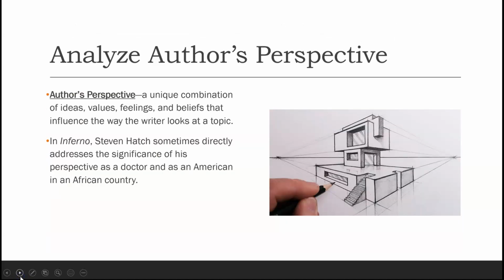We're also going to be looking at analyzing author's perspective. So author's perspective is a unique combination of ideas, values, feelings, and beliefs that influence the way the writer looks at a topic. In Inferno, the doctor's Ebola story, which is the next text, Stephen Hatch sometimes directly addresses the significance of his perspective as a doctor and as an American in an African country.